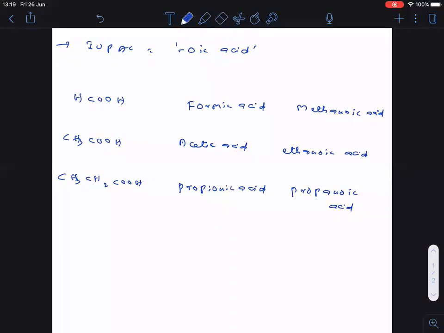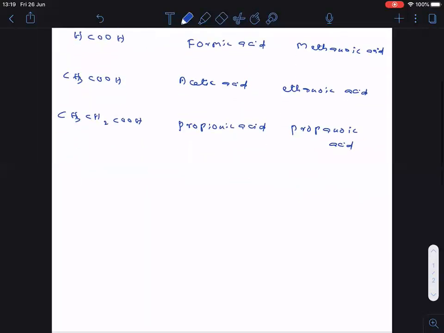And these are all monocarboxylic acids. Monocarboxylic acids means which contain only one COOH group. Now, if I take the dicarboxylic acids like COOH and COOH, what is the common name of this compound? Common name is oxalic acid. And IUPAC name, since 2 carbons are there, it is ethane, and 2 COOH groups are there, so it is ethanedioic acid.